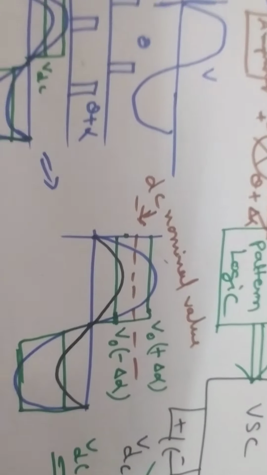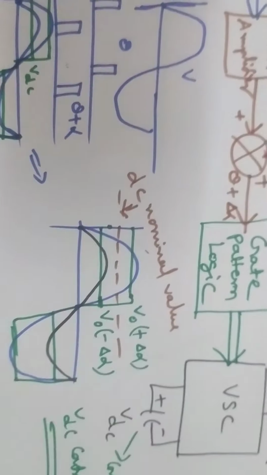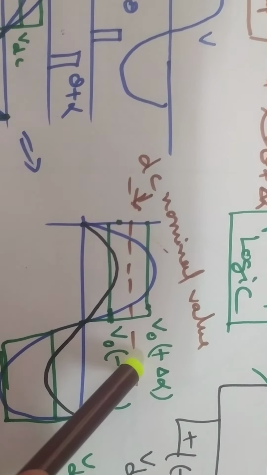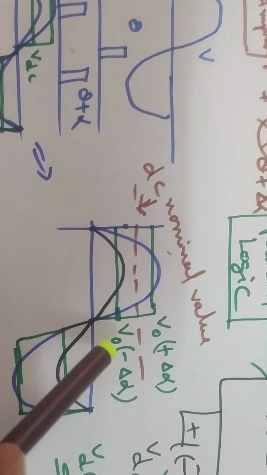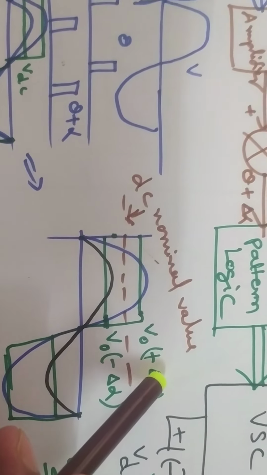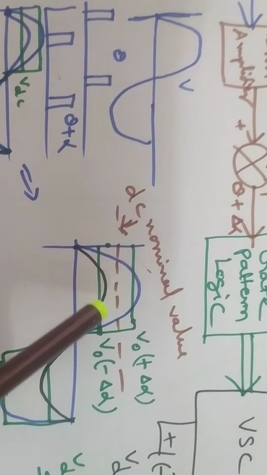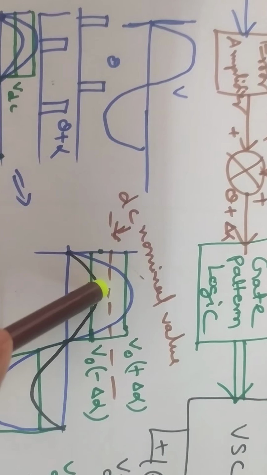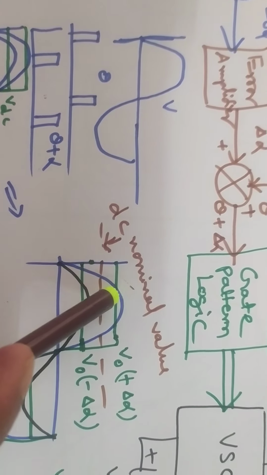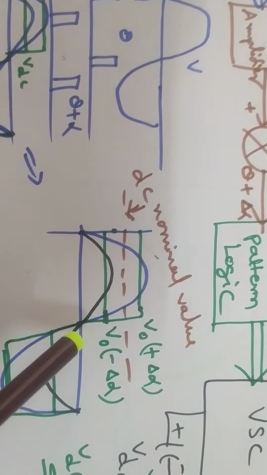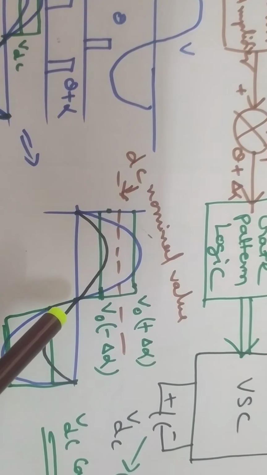Therefore the DC voltage is controlled from the nominal value, delta alpha 1, delta alpha 2, delta alpha 3, plus or minus. Plus for leading, minus for lagging can be used, so that by controlling the DC output voltage, you can control the AC output voltage of the VSC. So this is the indirect DC voltage control.